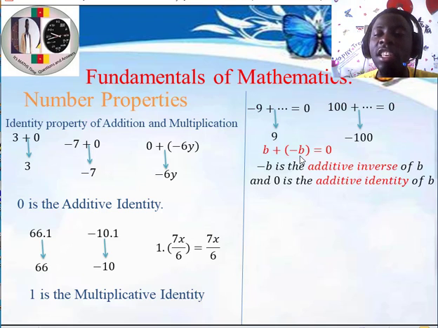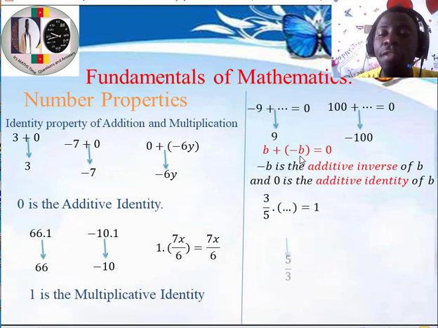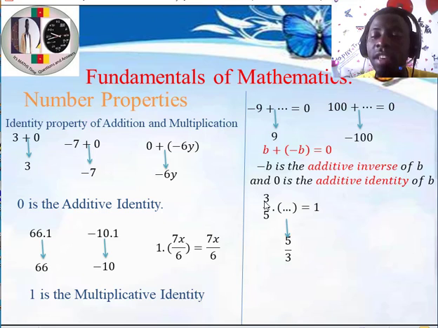Let's now look at multiplication, what we mean by the multiplicative inverse of a number. Let's take for instance 3 over 5. Times what number is going to give us 1? 3 over 5 times 5 over 3 is going to give us 1. Punch it on your calculator. If you don't know, 5 will cancel 5 one time, 3 will cancel 3 one time, so 1 over 1 is 1. So 3 over 5 times 5 over 3 is going to give us 1.